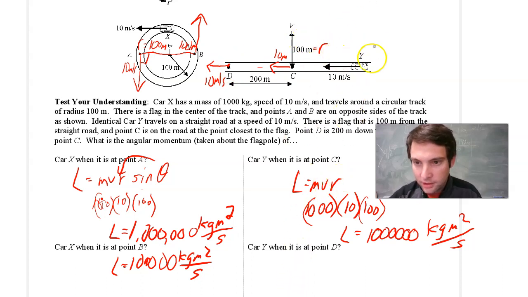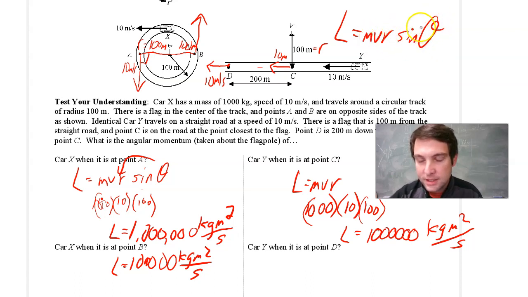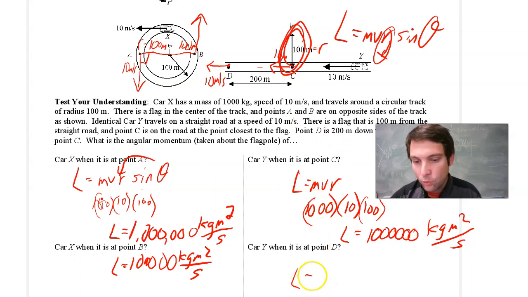Okay, so to do that, remember our equation is L equals mvr sine theta. And that sine theta, if it is 90, then it's going to be just 1. So just like we did when we talked about torque, we can make this the perpendicular distance from that 10. And when we do that, because we only care about the perpendicular component of R, we only care about this part right here, we're going to get that same 1 million kilograms times meters squared per second.